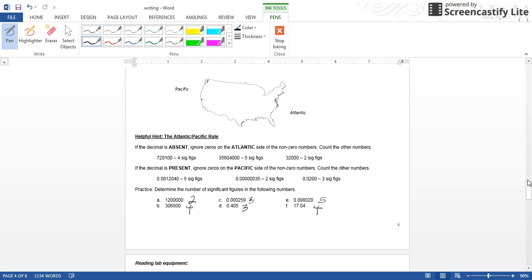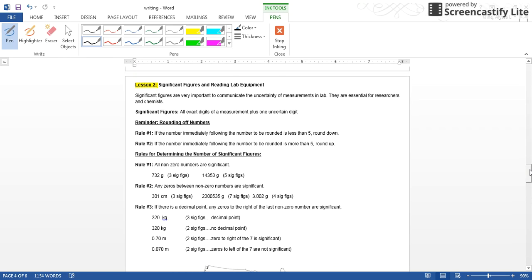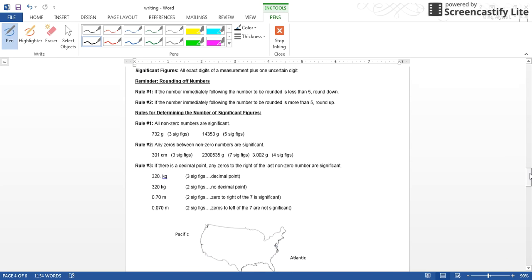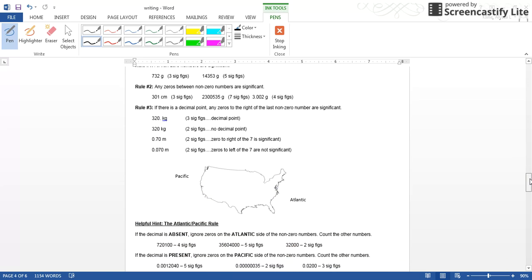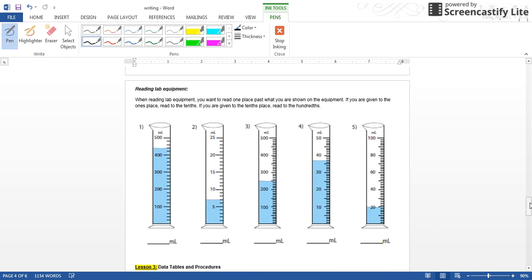Okay? All right, and then, like I said, sig figs comes from how you round. So it communicates the uncertainty of measurements in lab. So you basically should always estimate one place. When we talk about reading lab equipment and getting these numbers ourselves, we need to make sure that we are reading one extra place. So when we look at these, we want to figure out how they're calibrated. If they're calibrated to the tens place, read one place past. If they're calibrated to the ones place, read one place past. If it's calibrated to the tenths, read one place past to the hundredths, and so forth.